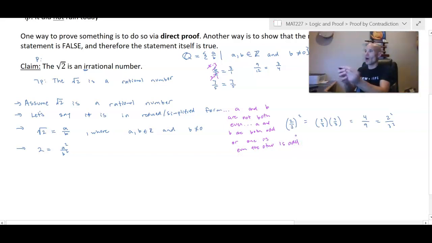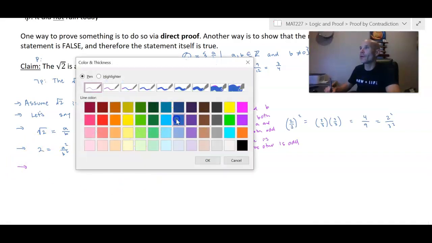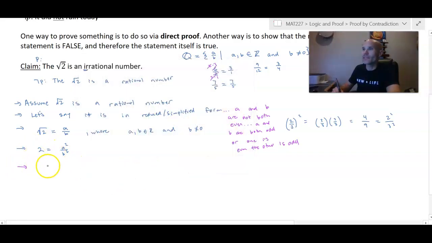Okay, so sometimes we need to kind of unpack things. We don't necessarily know where we're going with things, but we want to walk into some sort of contradiction. Now, let's multiply both sides by b squared. Again, sometimes we just don't know where things are going, but let's see where this takes us. So if I multiply both sides by b squared, the statement 2b squared equals a squared is a true statement that follows from the line above.